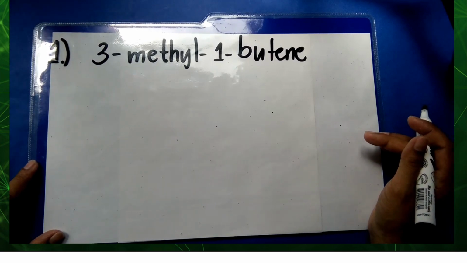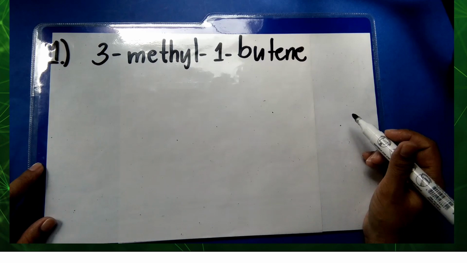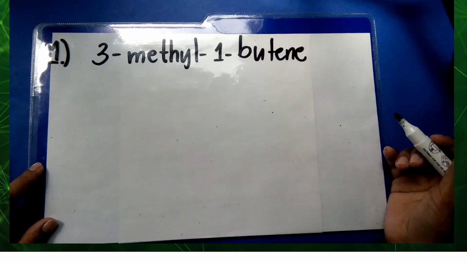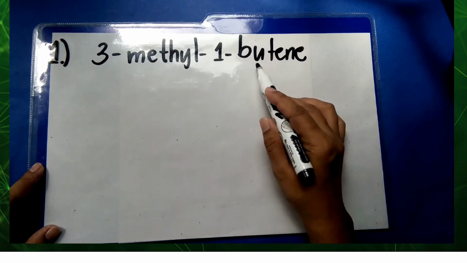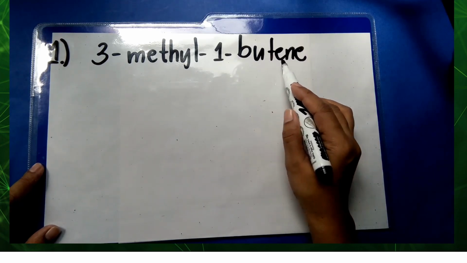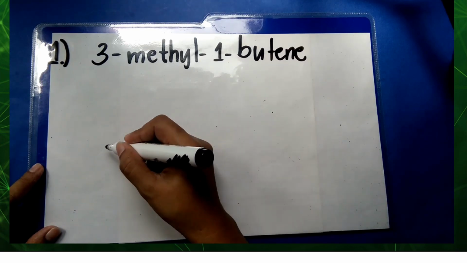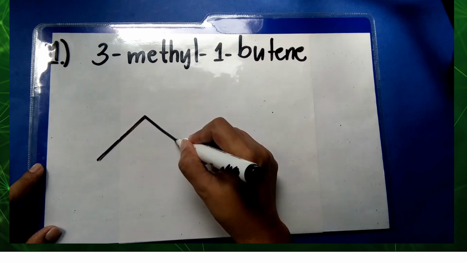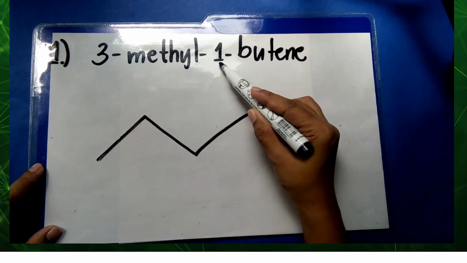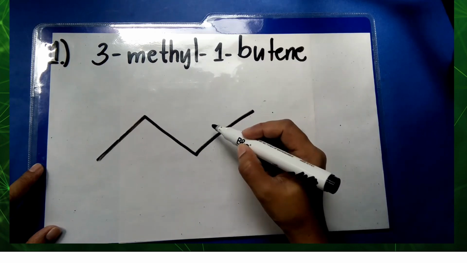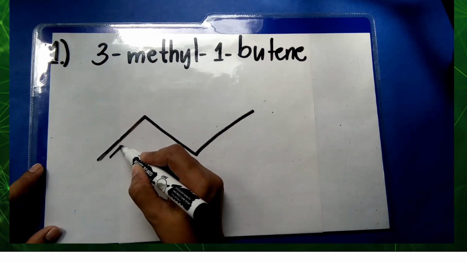Okay, so how are we going to write the structural formula of an alkene? Given here we have 3-methyl-1-butene. The first thing that you need to do is to draw the parent chain. So we have here butene, so the stem is but, therefore there are 4 carbon atoms. So 1, 2, 3, and 4. And then the double bond is connected to the first carbon atom. So we can place it here or on the other side. So I can place here the double bond.